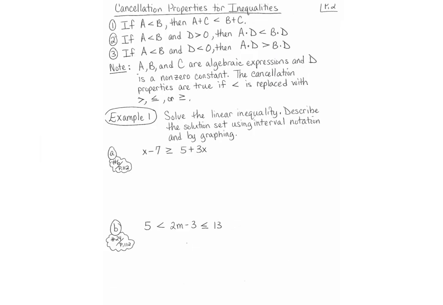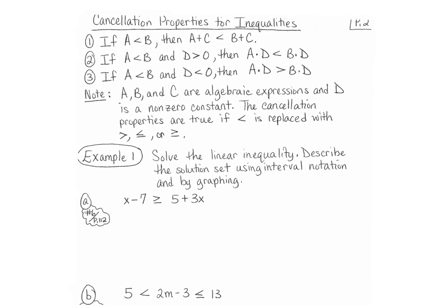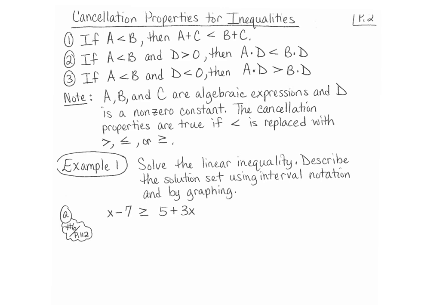Now, there are some cancellation properties for inequalities, and this is important. If a is less than b, if you add c to both sides, that doesn't change your sign. If a is less than b and d is greater than 0, when you multiply both sides, it does not change your inequality symbol. However, if you have a is less than b and d is less than 0, so d is negative, if you multiply both sides by d, that means your inequality symbol is reversed.